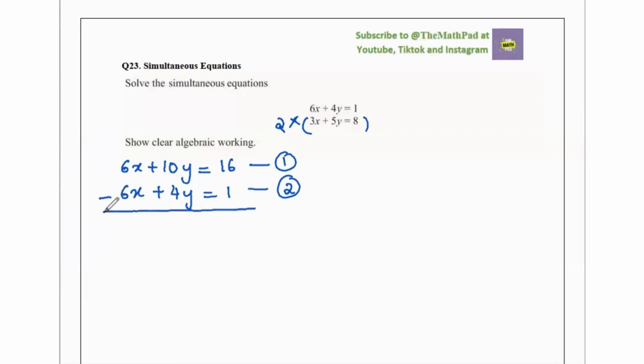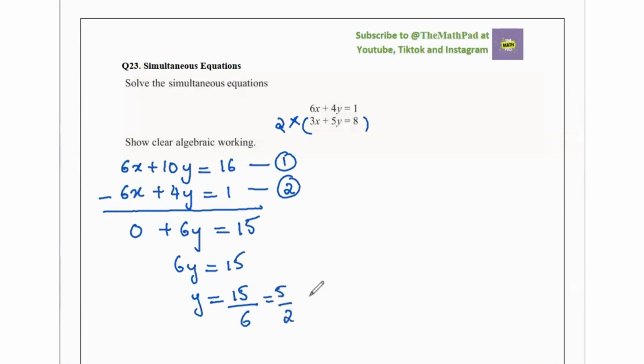So as we are subtracting them, we can see that 6x minus 6x is 0. 10y minus 4y is 6y. 16 minus 1 is 15. So 6y equals 15. y equals 15 divided by 6, which simplifies to 5 over 2, which in decimals is 2.5.